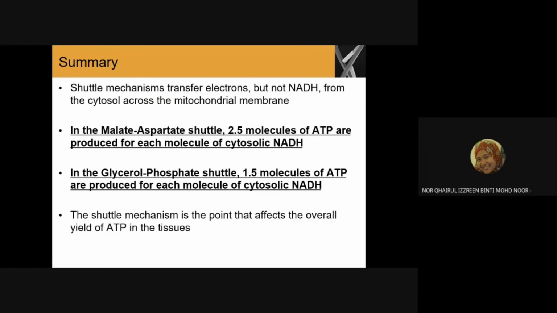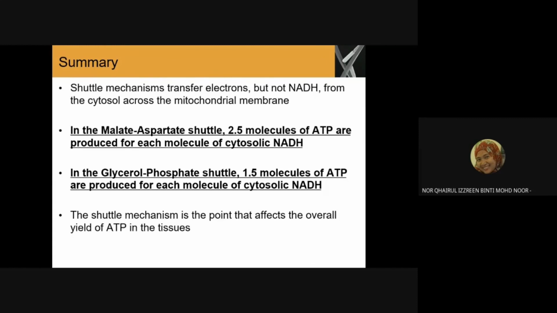And in the glycerophosphate shuttle, 1.5 molecules of ATP for each NADH. Why? Remember why we count this 10 and 6? If we use the malate aspartate shuttle, a total of 10 H plus ions will be formed. To form one ATP molecule, we need 4 hydrogen ions. So you just divide 10 by 4 and you get 2.5. With the glycerophosphate shuttle, it skips complex number 1 and can only pump 6 hydrogen ions. Sorry, not 8, 6. 6 divided by 4, you get 1.5 molecules of ATP.